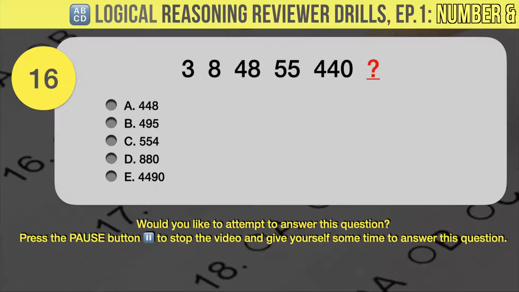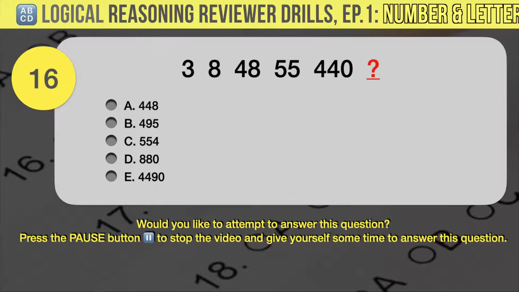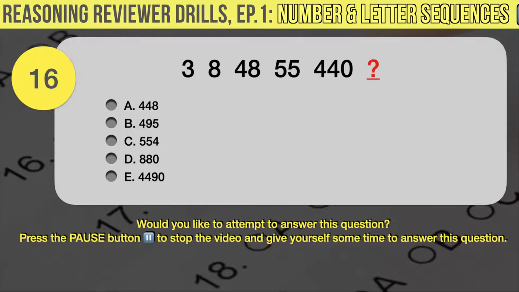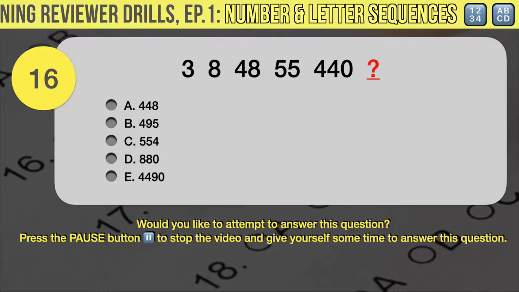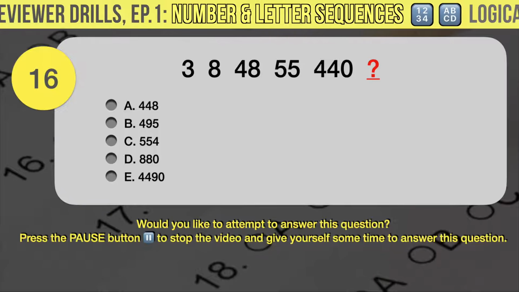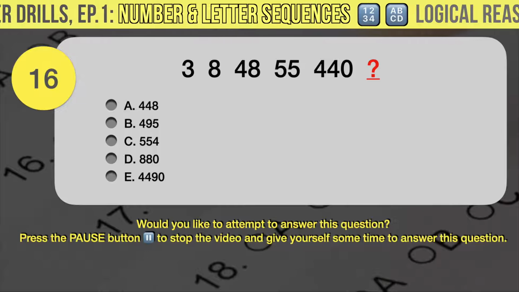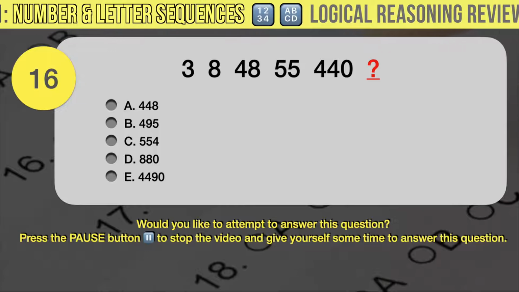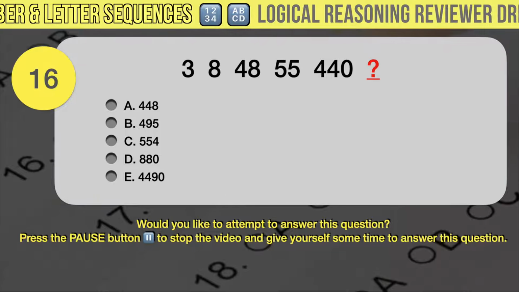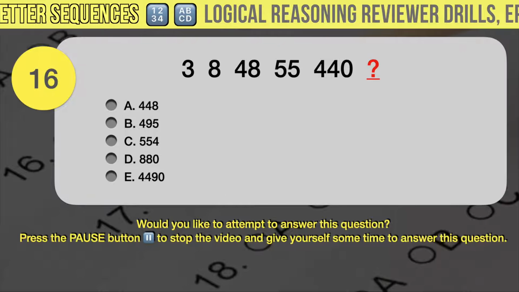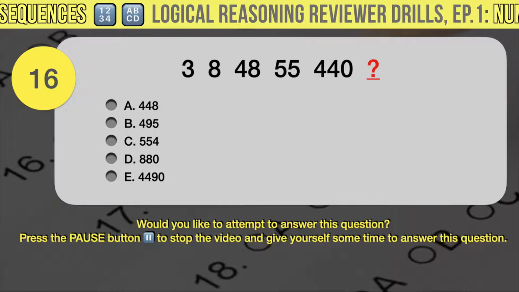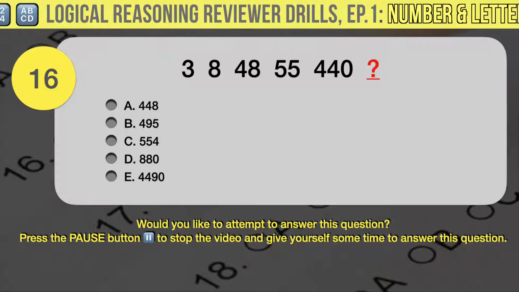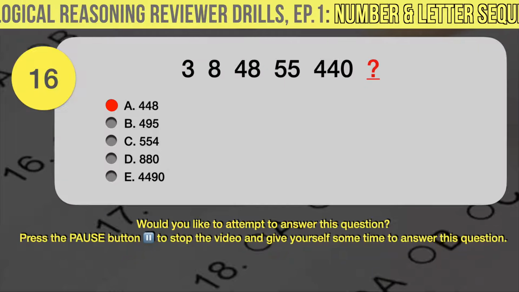Drill question number 16. Which number comes next in the following sequence? 3, 8, 48, 55, 440. Your answer choices are A, 448, B, 495, C, 554, D, 880, E, 4490. The correct answer is A, 448.